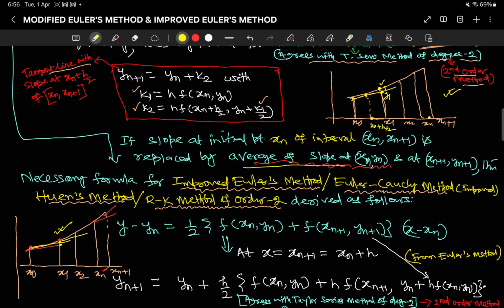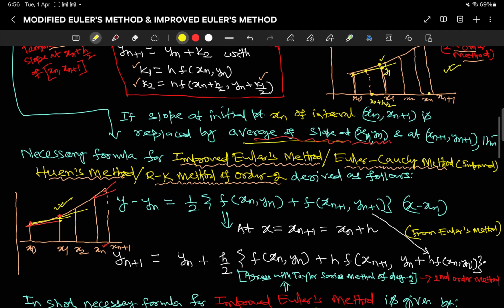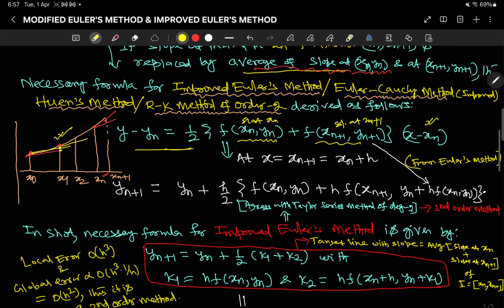Now here I will do the detailed derivation. This is the equation of the tangent, and I am taking the average of the slope at the initial point, the slope at x n, and the slope at x n plus 1. I am taking the average of these two slopes. So y minus y n is the slope dy by dx at the point times x minus x n, and this is the formula. From this formula we derived it.